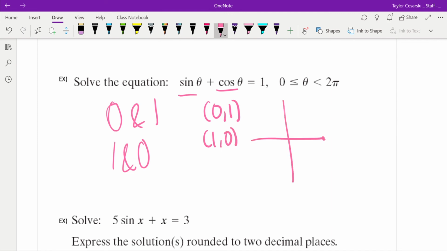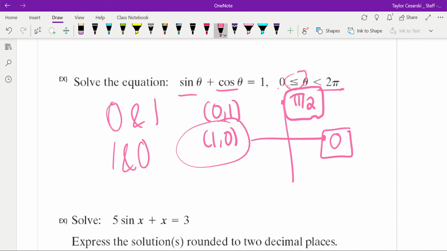If we think about that, that's going to happen at these two places on the unit circle. So that is pi over 2, which would be one solution. And then if you look at this, it says 0 is included and 2 pi is not. So we're going to define this point right here as 0. In my interval, 0 is included and 2 pi is not included. So that point right there, which has the coordinate 1, 0, is called 0. Again, 2 pi would be a solution if it was included in my interval.